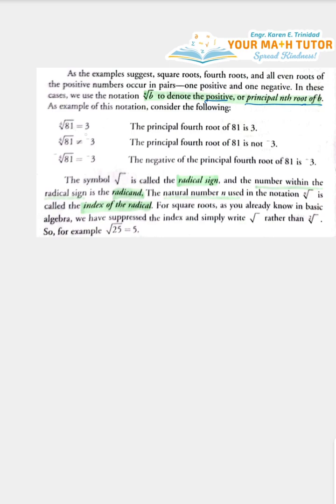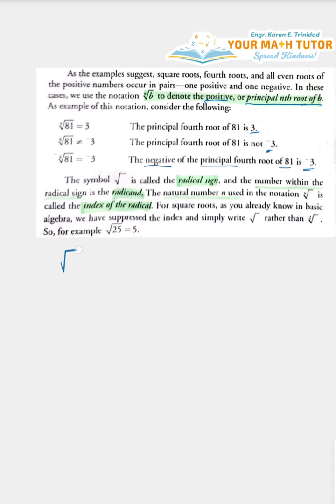the fourth root of 81 is equal to 3. That is, the principal fourth root of 81 equals 3. And that means that the principal fourth root of 81 is not equal to negative 3, because we are going to use the positive for the principal nth root. But we can also say that the negative of the principal fourth root of 81 is equal to negative 3.